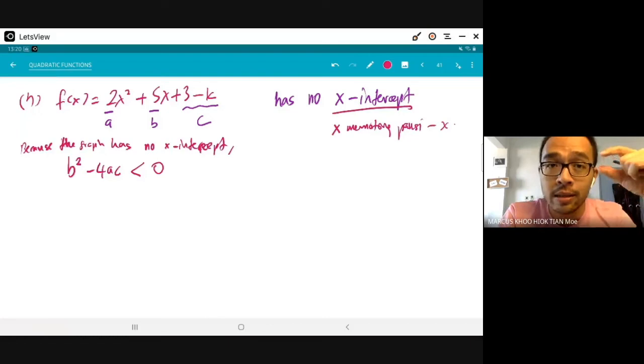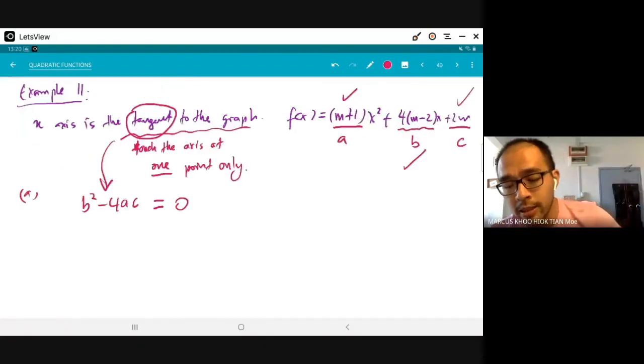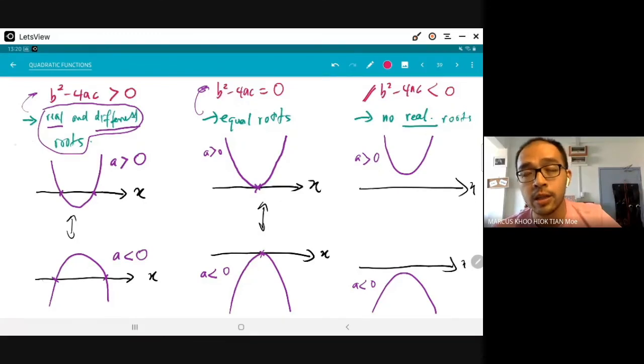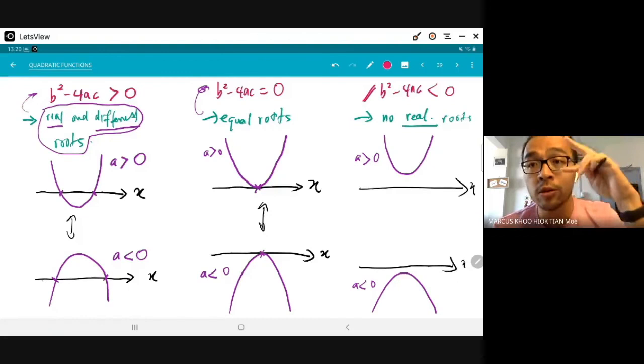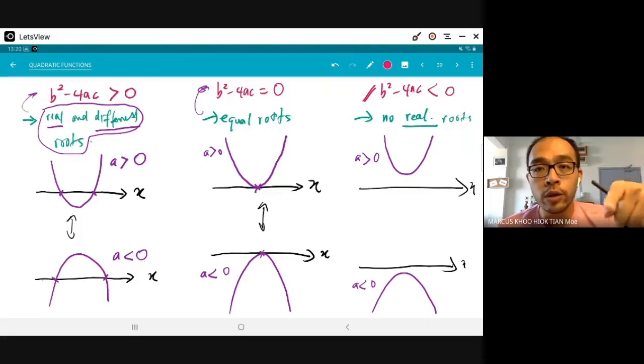So this is the skill that I want you to acquire today. So sebelum ini, okay, you calculate the discriminant, lepas itu kamu bagi tahu saya, okay, is it real and different roots? Is it equal roots? Is it no real roots? Now I'm flipping the tables over. I'm asking you, okay, kalau no real roots maksudnya apa?